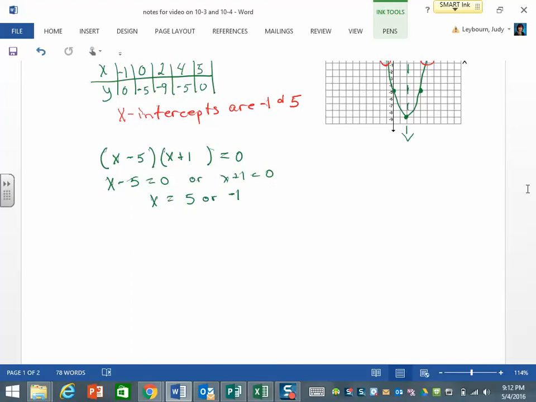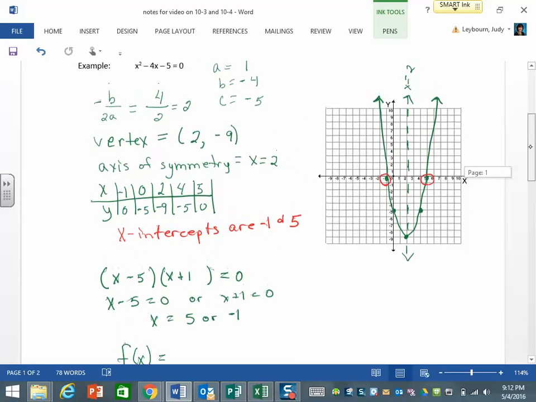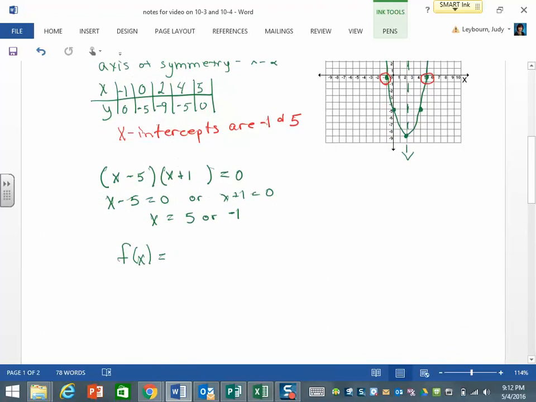So that means again that if we had f of x equal to x squared minus 4x minus 5, to find the zeros of the function, we would have replaced f of x with 0. And now we'd have the same equation that again we could factor or we could graph.